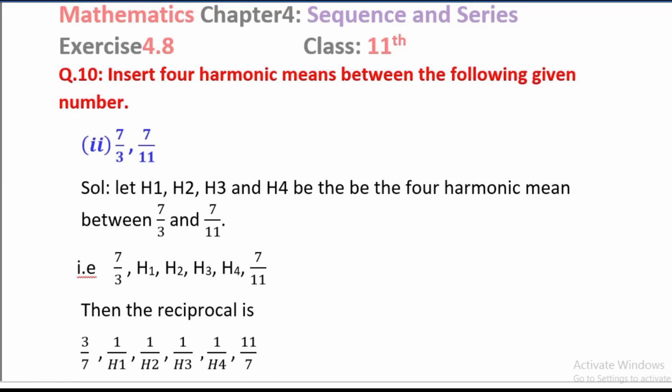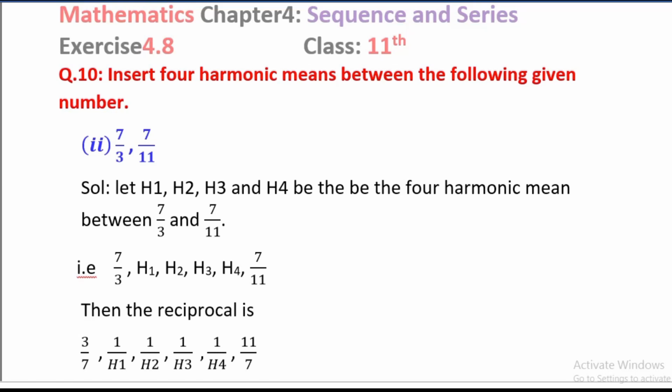Dear students, in this lecture I will solve exercise number 4.8, question number 10. Insert four harmonic means between the following given numbers. Part number 2, that is 7 divided by 3 as the first term, and the second term 7 divided by 11. Let H1, H2, H3 and H4 be the four harmonic means between 7 divided by 3 and 7 divided by 11.